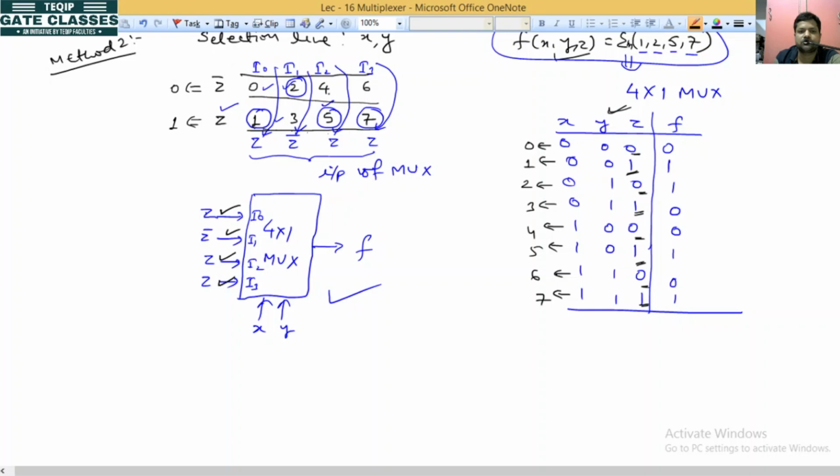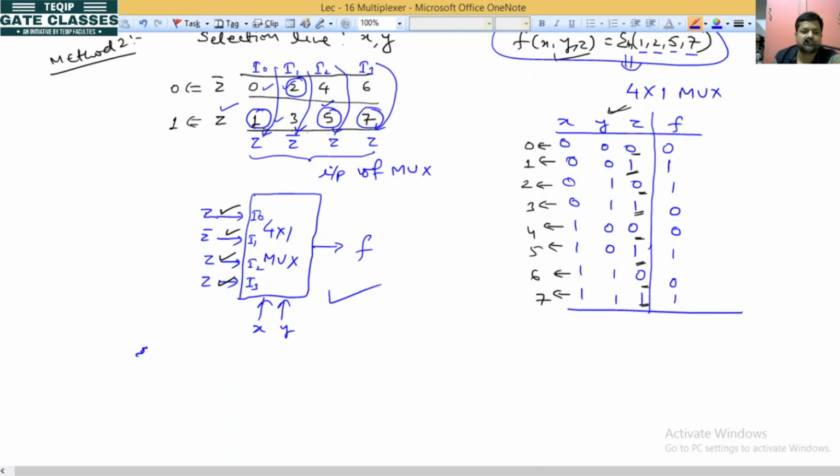Okay na? So when you write this, just take care of that only. Now suppose I don't want the selection line as xy, then what happens?